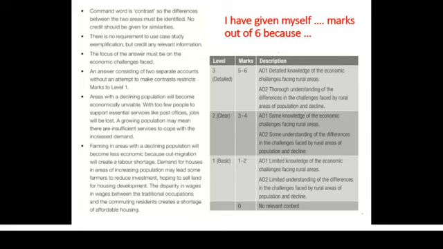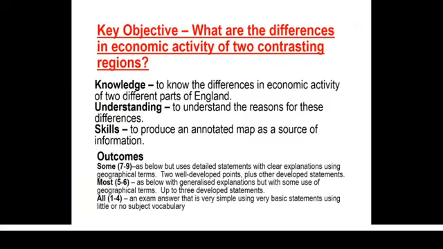Welcome back, and we'll go on to this week's learning. It's another piece of contrasting work, so we're going to look at what are the differences in economic activity of two contrasting regions. So we're going to know the differences in economic activity of two parts of England, the northeast versus the southeast. Understand the reasons for these, and you're going to produce a really nice annotated map as a source of information. What I'd like all of you to do by the end of this is to have that annotated map that shows the difference between north and south and some of the reasons why these differences are there.